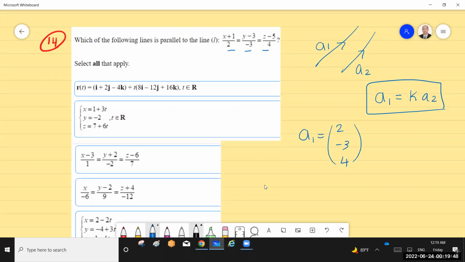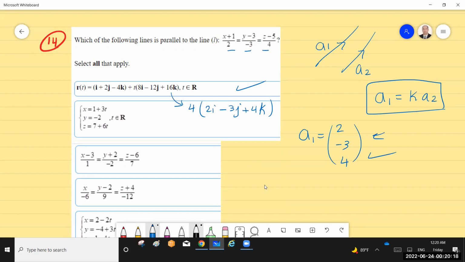You have to find another line whose direction vector is a multiple of this. For example, look at this one: 8, 12, and 16. If you take 4 as a common factor from this direction vector, you have 2i minus 3j plus 4k. That's 2, negative 3, 4, the same as this. So this line is parallel to this one.